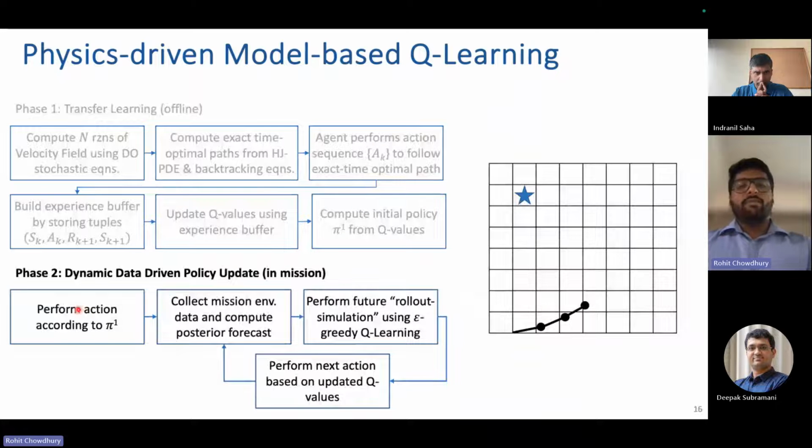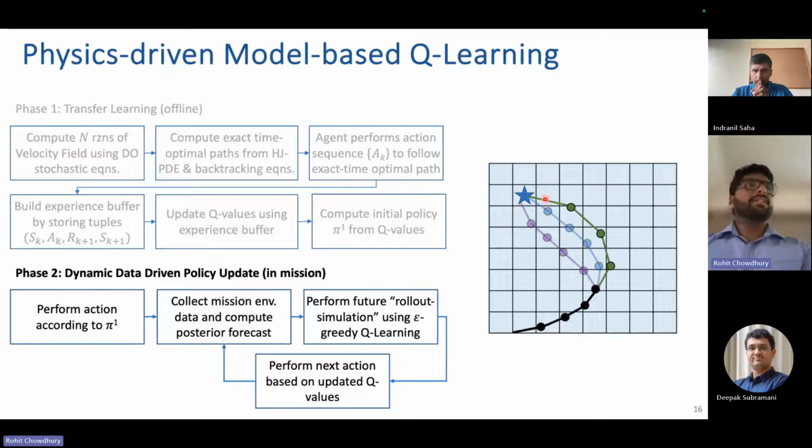In the online phase, when the agent has to go out into the ocean for a mission, initially it will start off using the policy pi1. And let's say that somewhere down the line, it's in this location. So the next action that the agent is going to perform is based on the most recently updated Q values. At this point in time, it's going to take some measurements from the environment and compute a posterior estimate of the field. In this posterior estimate, the idea is for the agent to simulate some future rollouts. That is, essentially, it's going to try out different action sequences in simulation and try to see whether some action sequences would lead to the target a bit faster.